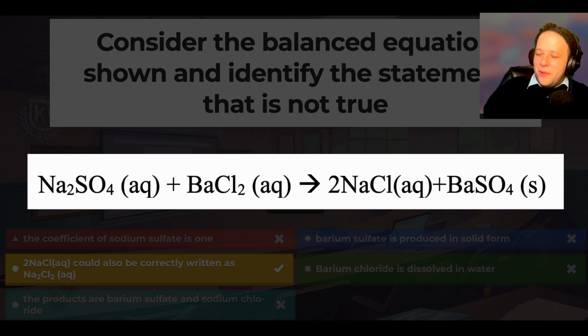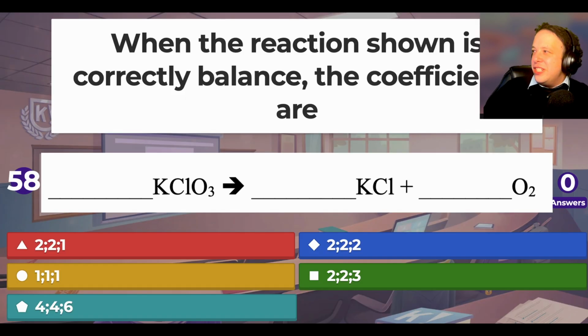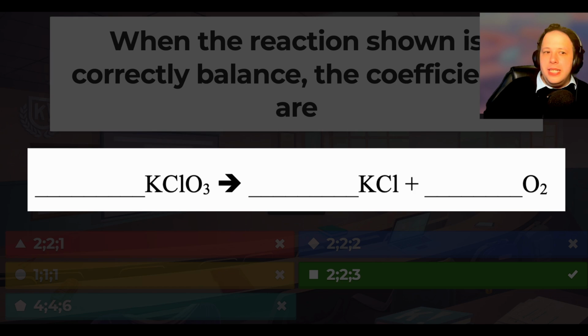So that one helps you with stoichiometry, because that's the whole idea. Stoichiometry is like trying to read a chemical equation. What does it mean? When the reaction shown is correctly balanced, the coefficients are what? How would you balance the following formula? All these numbers are your coefficients. So balance it like normal, and then look at the answers. I should have given you more than 60 seconds. I apologize for that.